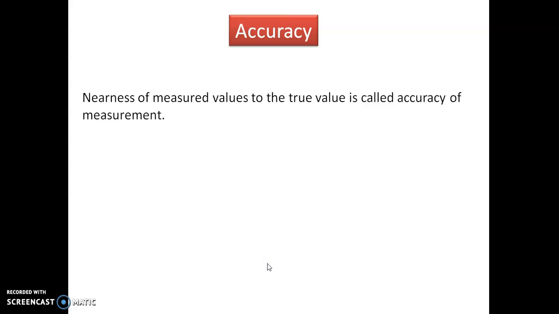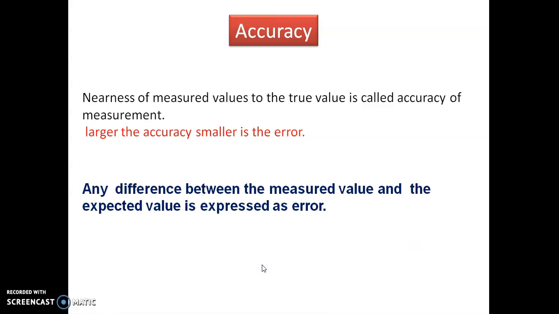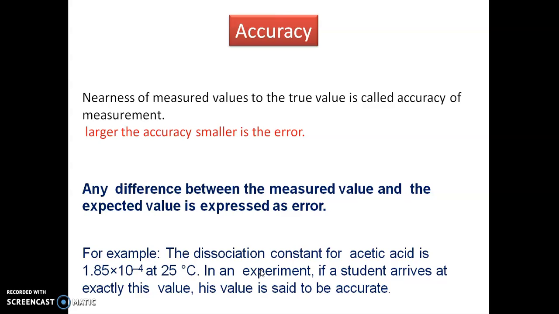Now we see accuracy. The nearness of measured values to the true value is called the accuracy of measurement. The larger the accuracy, the smaller the error. Any difference between the measured value and the expected value is expressed as error. For example, the dissociation constant for acetic acid is 1.85 times 10 raised to minus 4 at 25 degrees centigrade. In an experiment, if a student arrives at exactly this value, his value is said to be accurate.